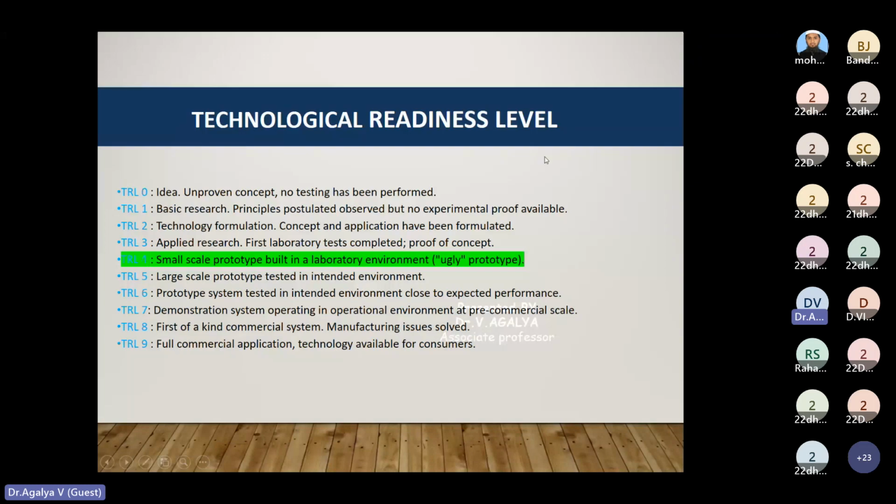Then technology readiness level. When you want to participate in any innovation challenges, TRL 4 should always be ready. It's an ugly prototype. Final year projects are called ugly prototypes. You need to make it into a large scale or commercial product. The TRLs run from 0 to 9, but the minimum TRL required for participation in innovation challenges is TRL 4. For TRL 5, 6, 7, 8, 9, you need to build up your product.